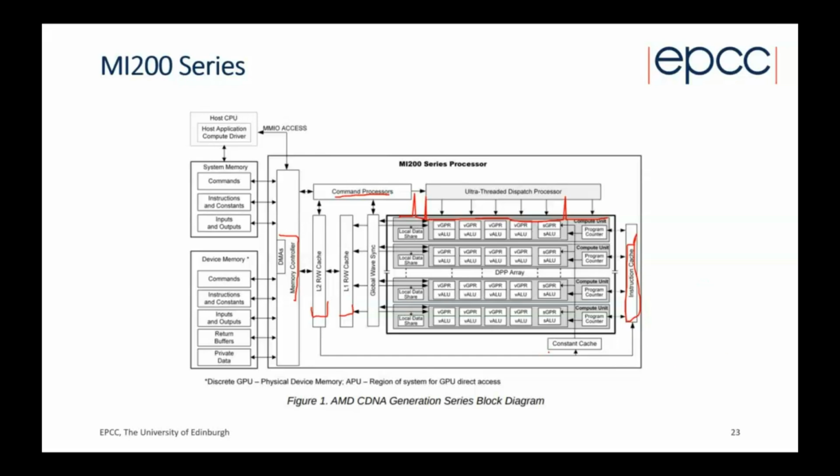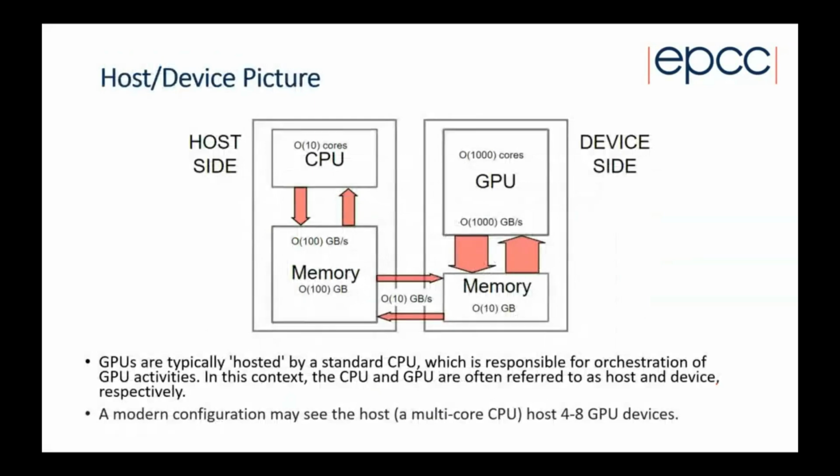We also have constant cache, a small piece of memory which is shared more globally that everyone can access at this level. So you have shared data per compute unit, you have constant cache which is shared over the GPU, and you have instruction cache which is shared. Okay. So that's the GPU.